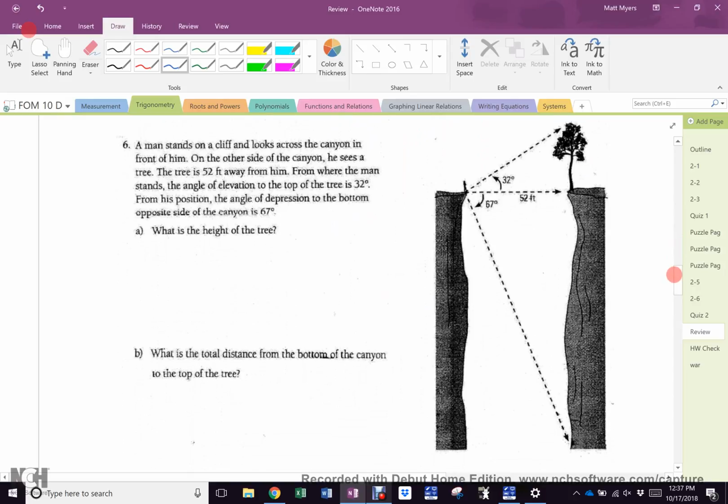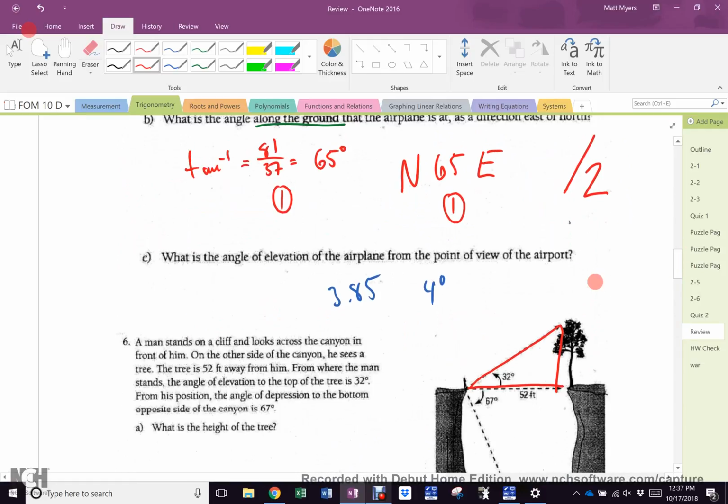Next question. The height of the tree. That is the red triangle. Is this out of 2, the one little question? Which one? B and C, are they out of 2? C is out of 2. C is out of 1. Okay. Did I not say that? C is out of 1. Sorry, ladies and gentlemen.